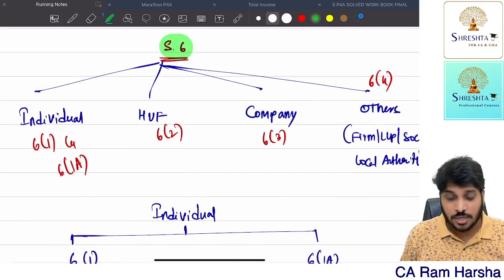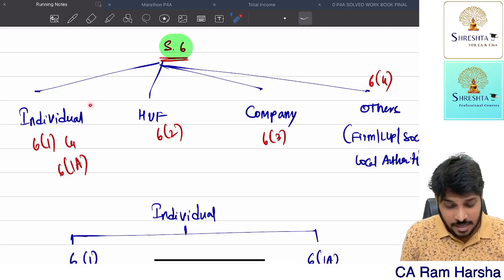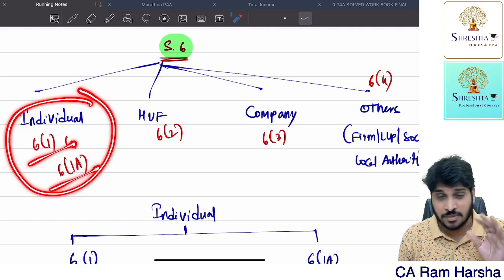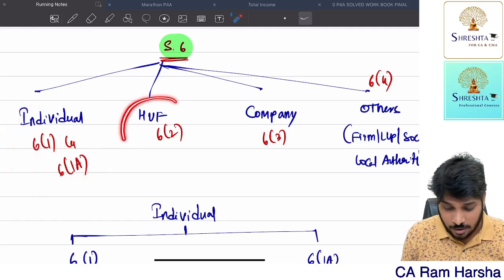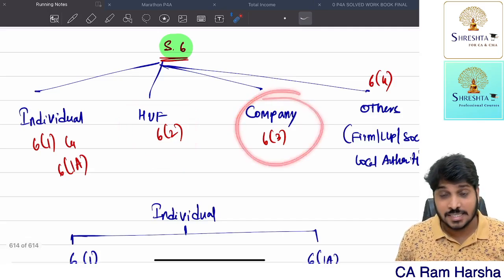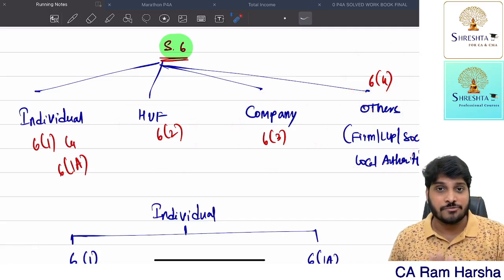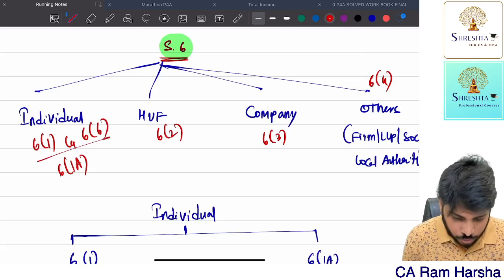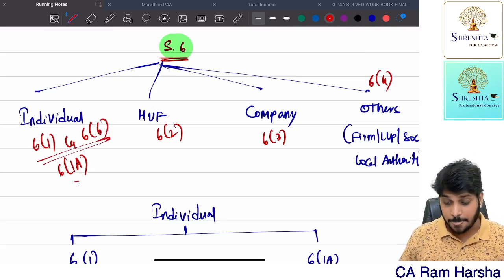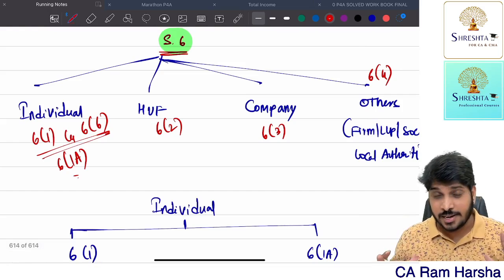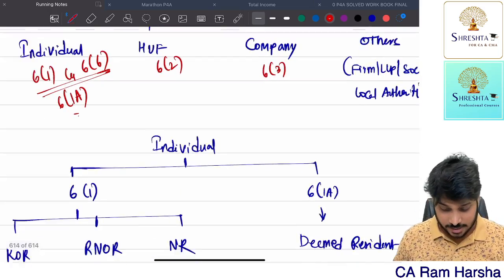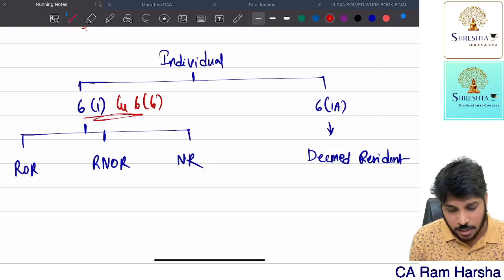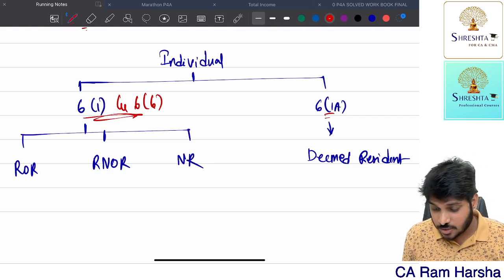There is a section called Section 6 in the income tax law. For individuals, there are two subsections, 6(1) and 6(1A). This is talking about residential status of an individual. For HUF, 6(2). For company, 6(3). For all others, 6(4). By the way, 6(1) and 6(6) are both there. Then 6(1A). So these are the sections dealing with residential status of various assessees. For individuals, 6(1) and 6(6) put together are one segment, and 6(1A) is another segment.